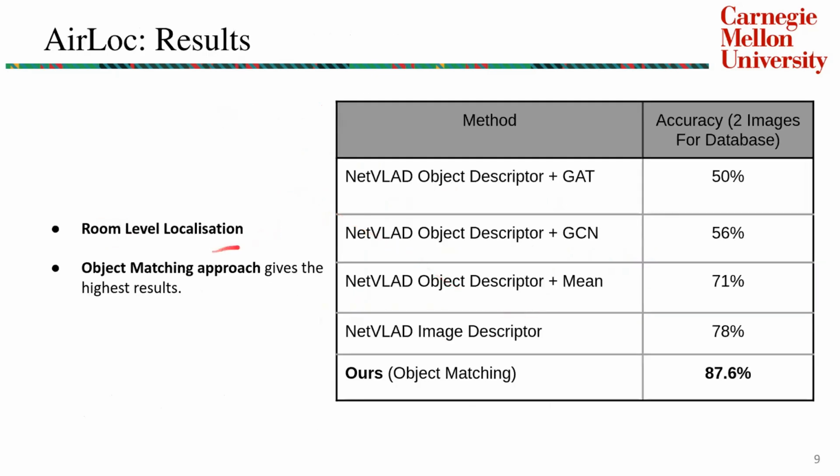Coming to the results, for the task of room level localization, we try multiple baselines and the object matching approach performs best out of them. The baselines are: firstly, we use a NetVLAD-based object descriptor and graph attention network. Secondly, we use a NetVLAD-based object descriptor and encode it using graph convolution network. Third, we use a NetVLAD-based object descriptor and take the arithmetic mean of all the object descriptors. And finally, we use a NetVLAD-based image descriptor, which is a very common approach in place recognition. We get 10% higher than the nearest baseline, which is a great improvement.